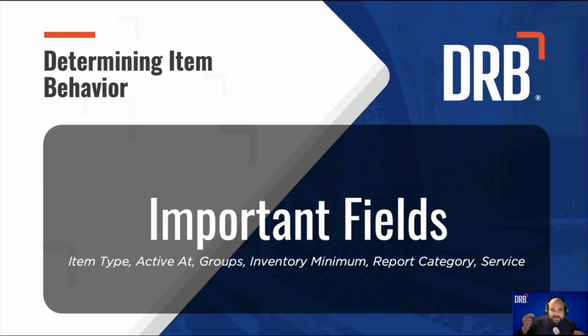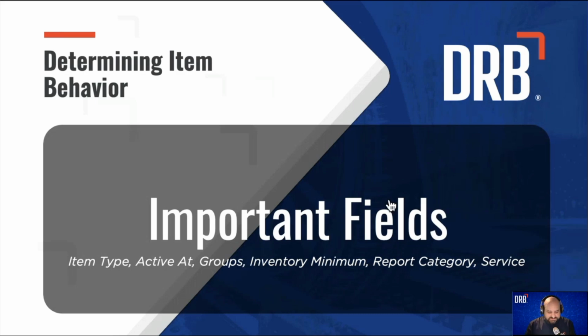A single item could be a coupon, a discount, or a tender. It could be really anything that you sell on site in any profit center. There's going to be some sort of item associated with that. The first thing we're going to talk about with items is their behavior in some important fields. We'll start with the item type.